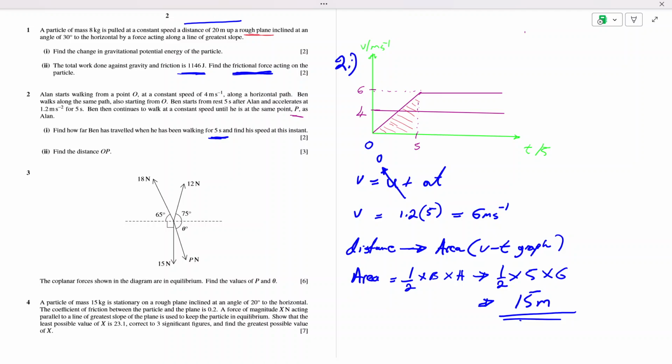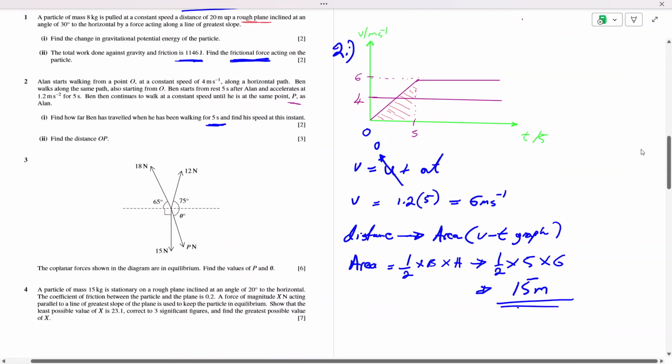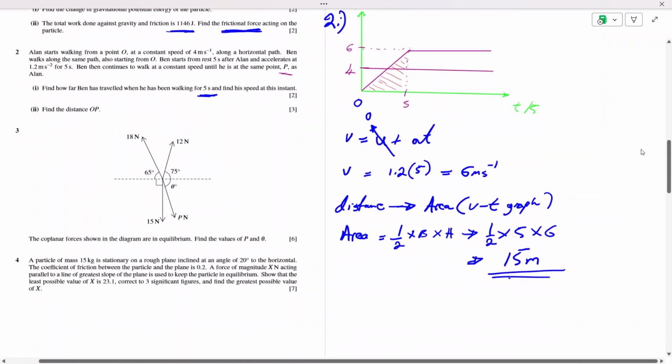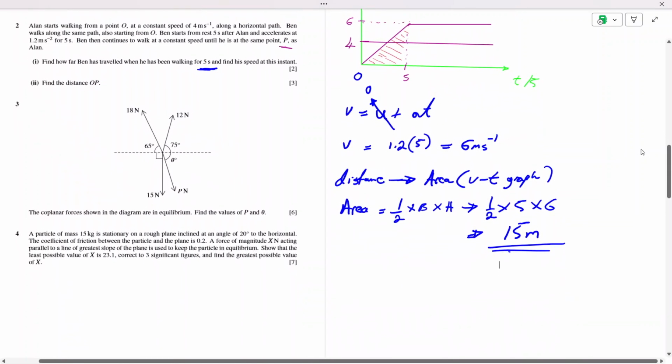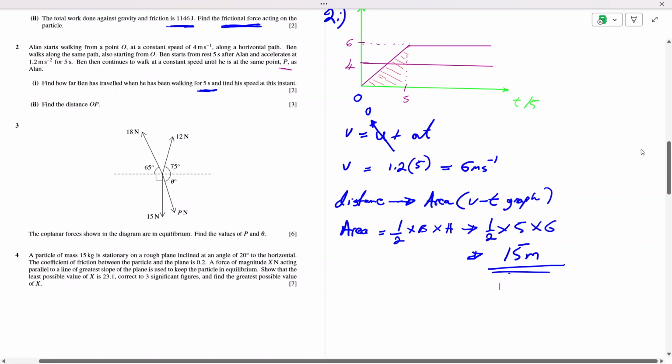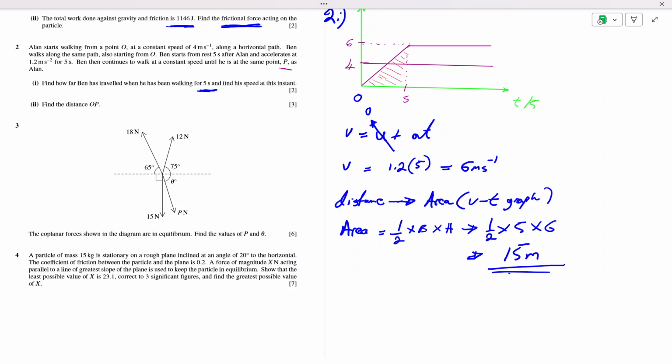Second part says, find the distance OP. I'm going to show you the easiest method to approach this second part. What you do is think of the scenario and use intuition. We know that Alan starts walking at a constant speed of 4 meters per second, and then 5 seconds later Ben follows, accelerating at 1.2 meters per second squared for 5 seconds.